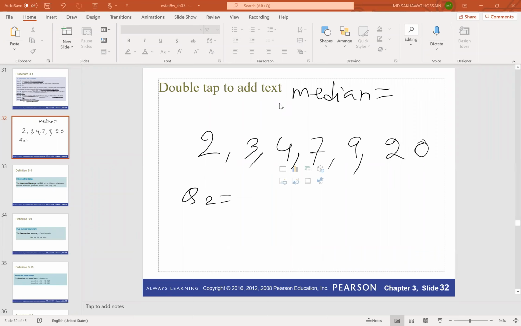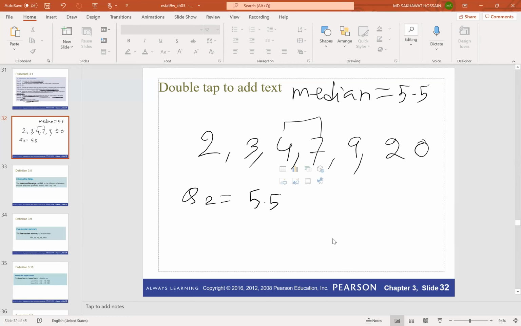Okay, so how many numbers do we have in the middle? We have 2 numbers, right? So you have to take the average of these 2 numbers to find the median. Yes, the median is actually the average of 4 and 7, which is 5.5. It is not 7 because 7 is not in the middle. In the middle we have two numbers, 4 and 7, so the median is the average of these two numbers. Okay, so Q2 is 5.5.